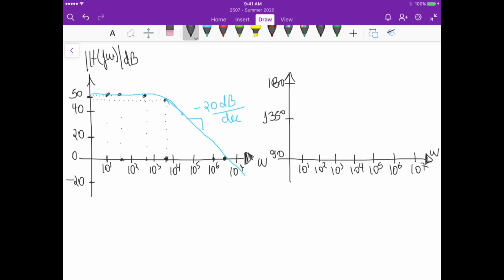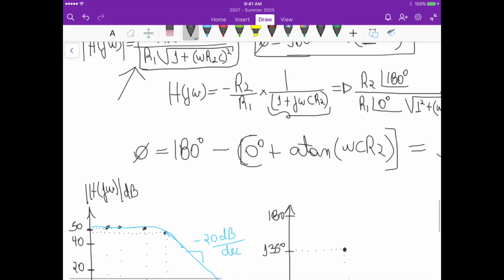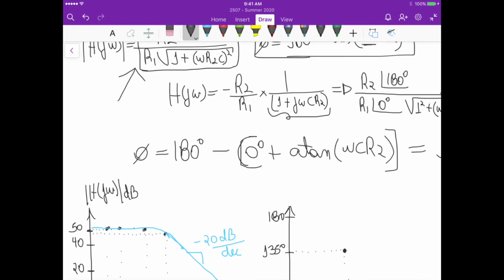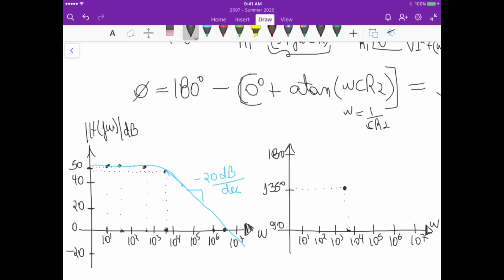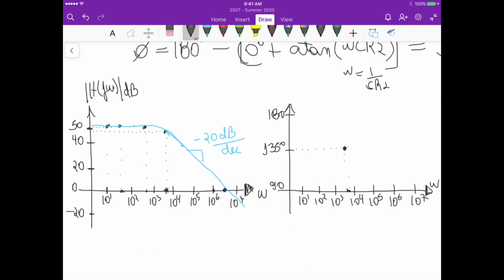So exactly around here, where the 3 dB frequency is, we are exactly 45 degrees below 180, right? Because if you look at the phase here, if omega in this case is equal to 1 over CR2, which is our 3 dB frequency, then this term becomes arctangent of 1, and arctangent of 1 is 45 degrees. So if we take 180 minus 45 degrees, this gives us exactly 135 degrees here.